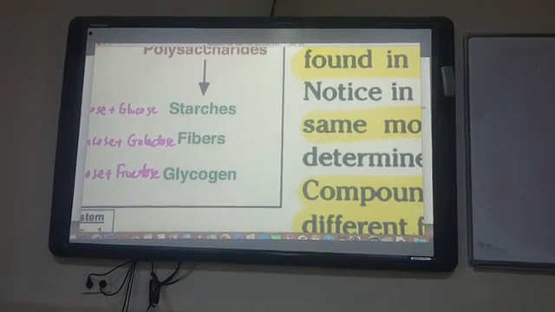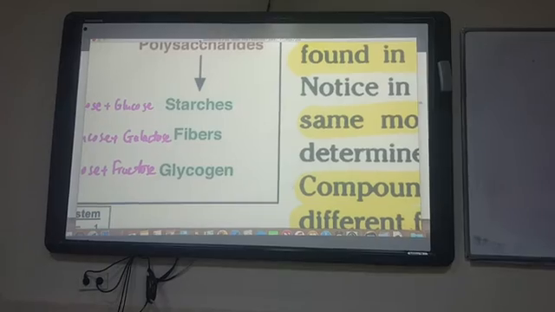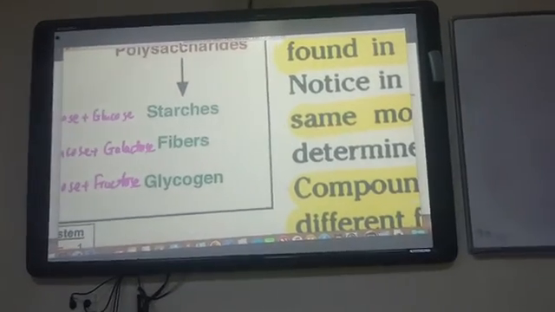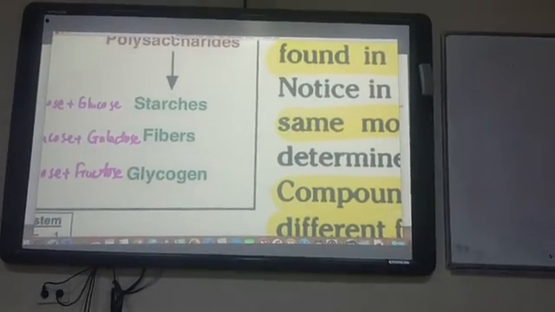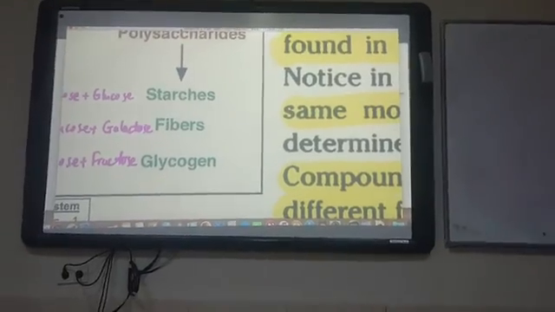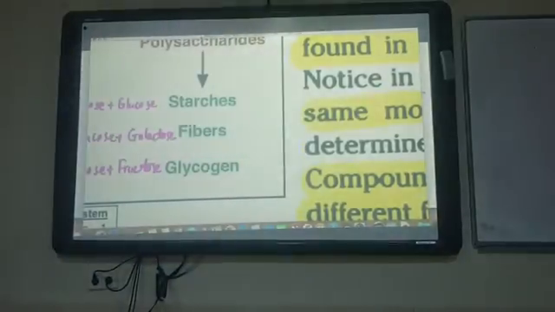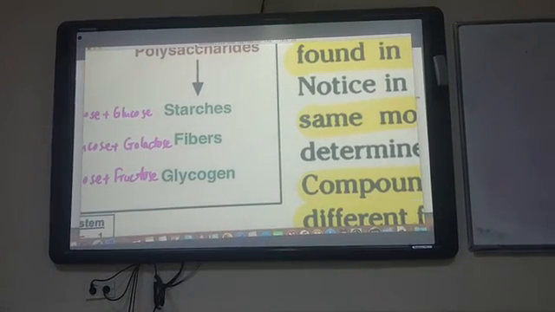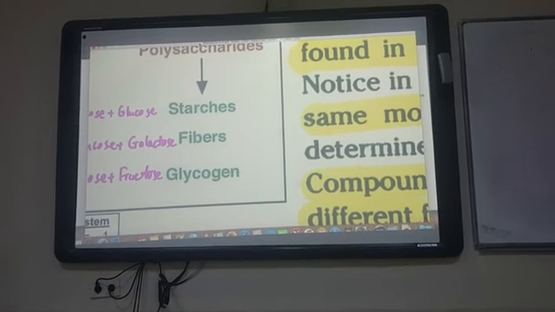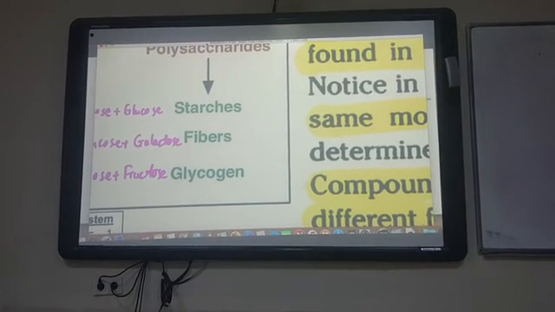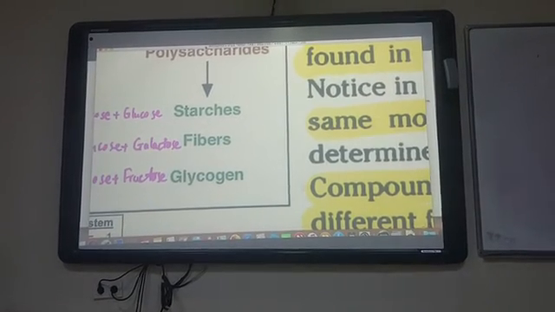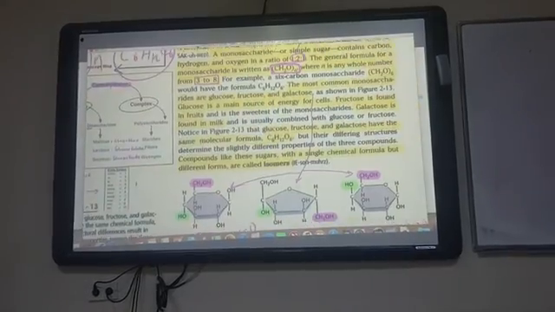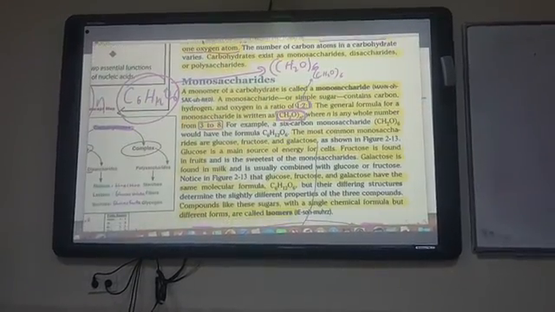In polysaccharides, we have starch and fibers. There's a question about this part. Instead of fiber, in our book it is cellulose. Starch and cellulose are in plants, but glycogen is in animals and humans. Don't forget this one.